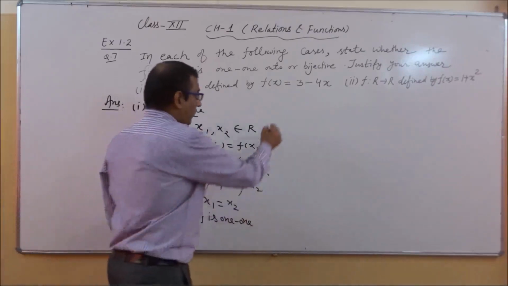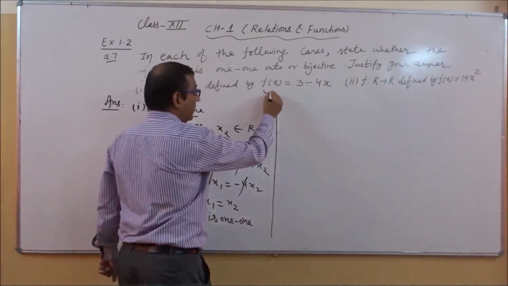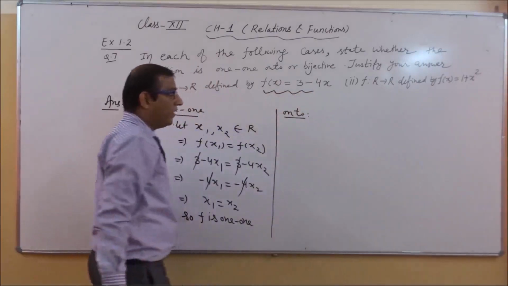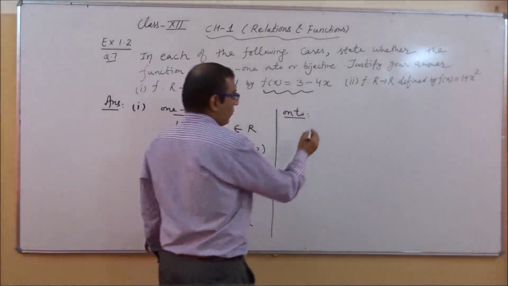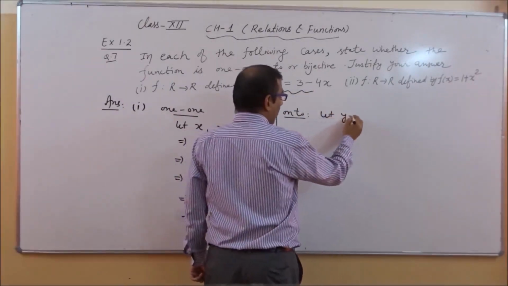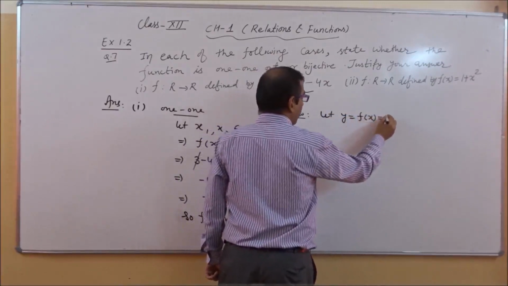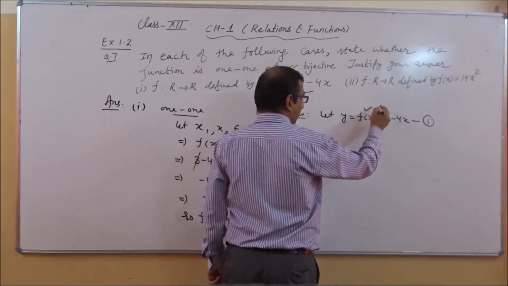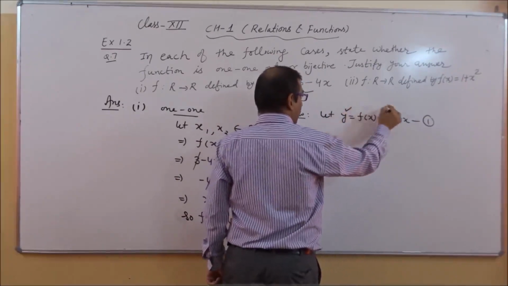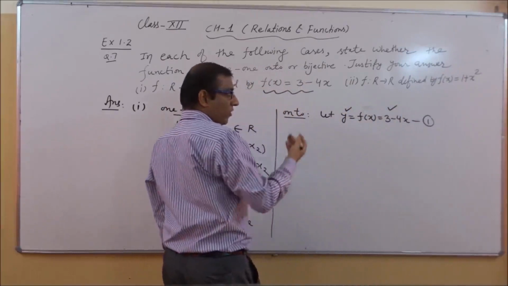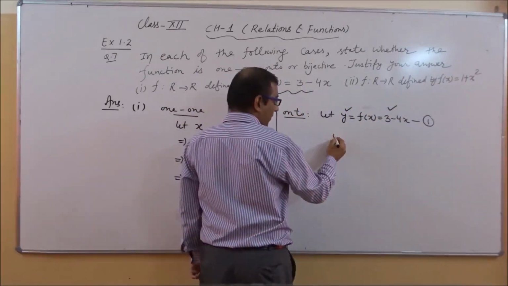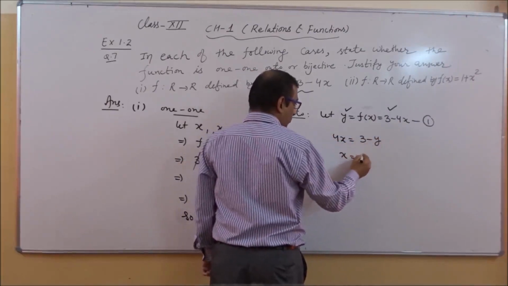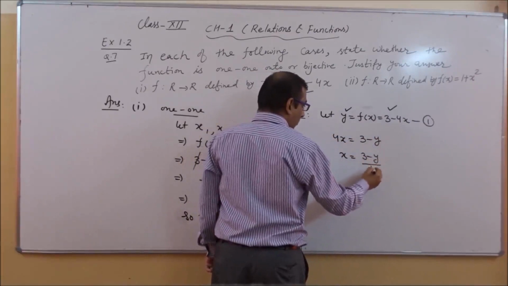Okay. Now we will continue with onto. When it is an onto function, how can we solve it? So let y equals f(x) equals 3 minus 4x. This is our equation number first. With the help of this, we will calculate the value of x. How can we calculate the value of x? By the help of the transfer method, it can be written as 4x equals 3 minus y. So x equals (3 minus y) upon 4.